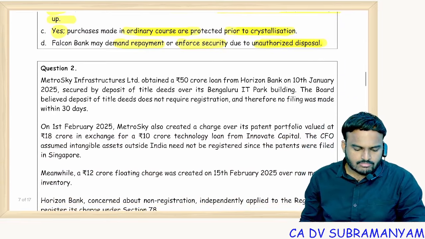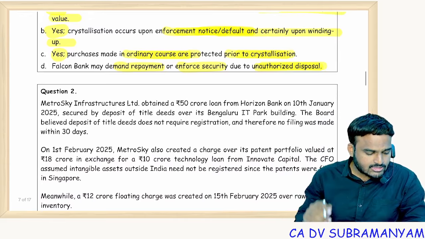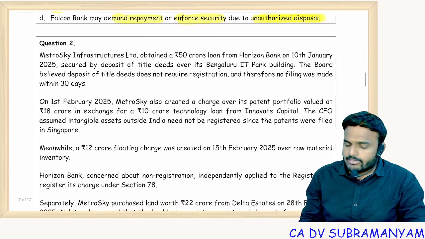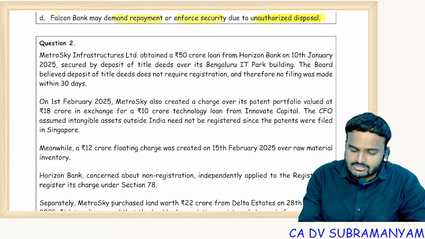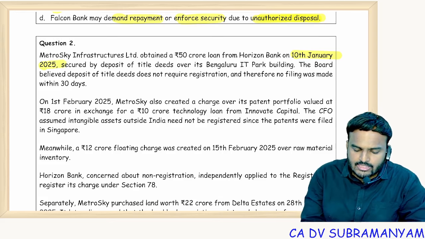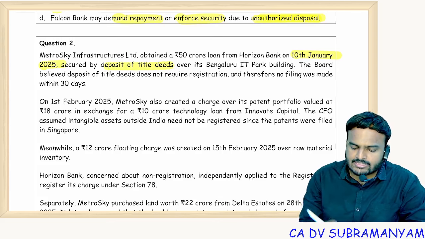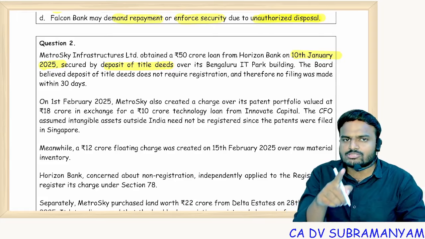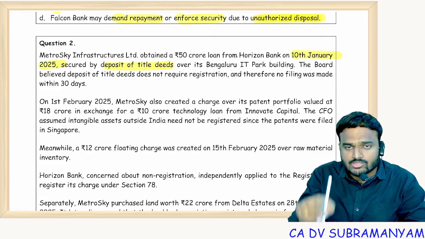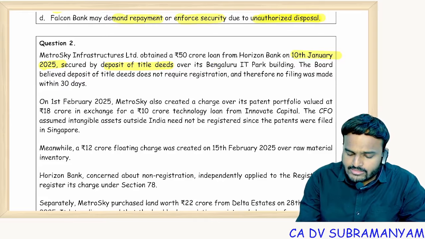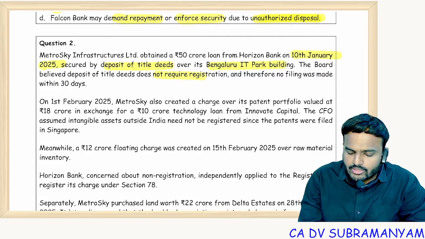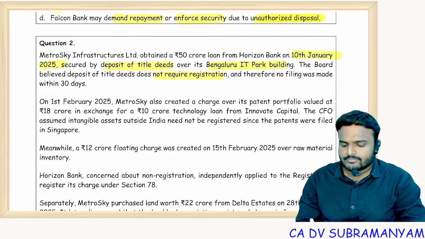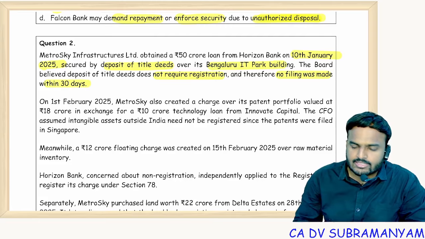Next, question number 2. So in the first question, we have seen types of the charges. Question number 2. Metro Sky Infrastructures Limited obtained a 50 crore loan from Horizon Bank on 10th January 2025, secured by deposit of title deeds. This is nothing but a fixed charge only, because fixed charge also includes mortgage, over its Bangalore IT Park building. The board believed deposit of title deeds does not require registration. Therefore, no filing was made within the 30 days.